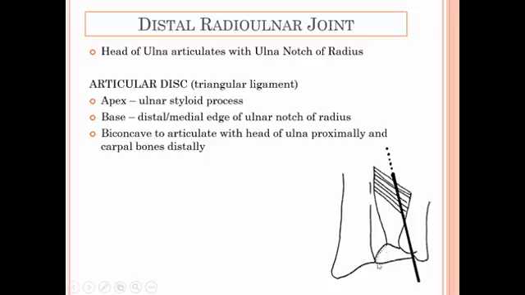And you'll see it's mentioned it's biconcave to articulate with the head of the ulna proximally. So this surface here will be covered in cartilage, enabling the head of the ulna to articulate. And also you may imagine that here distally we have carpal bones, or bones of the wrist, and the articular disc also articulates with these bones as well.